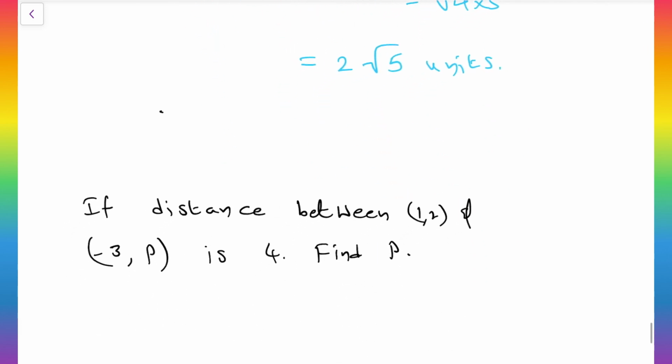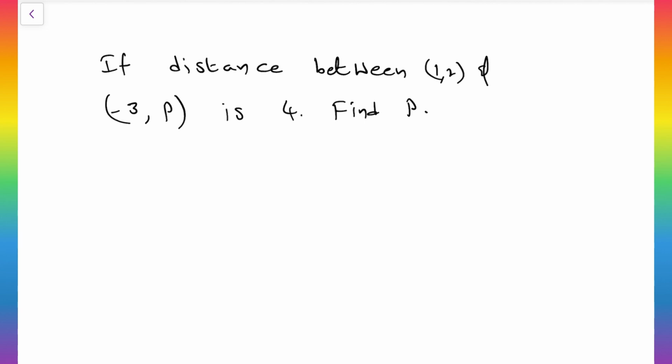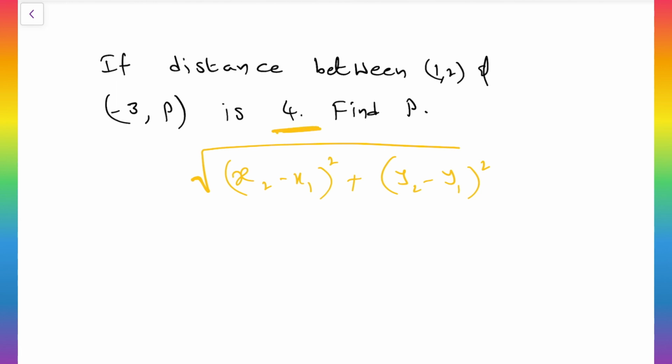Next question. If the distance between 1, 2 and minus 3, p is 4, then find the p value. So, the same formula again: under root x2 minus x1 whole square plus y2 minus y1 whole square. But this time in the question they gave clearly that the distance is 4, right? So make it equal to 4. Now, on the left side we have a square root, so to remove that square root, I am squaring both sides of the equation. So that square root and square will get cancelled.